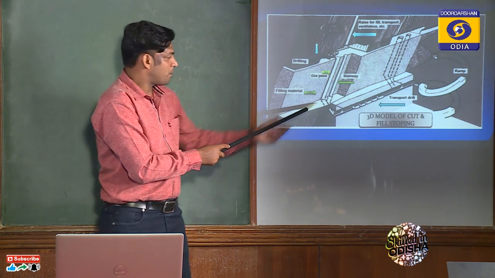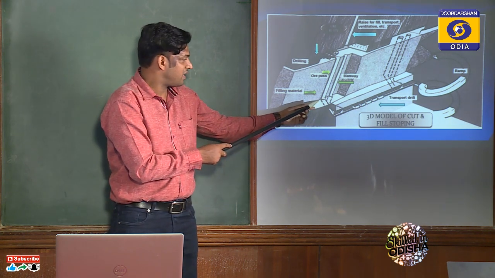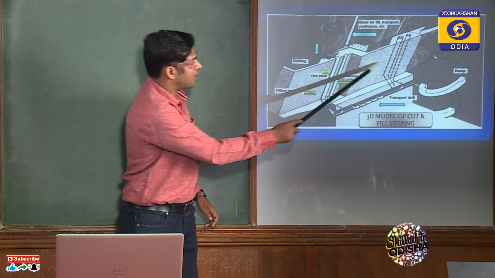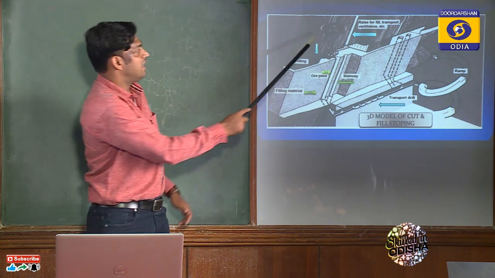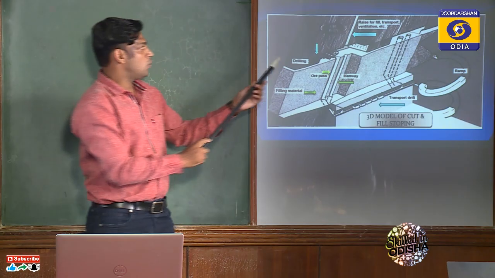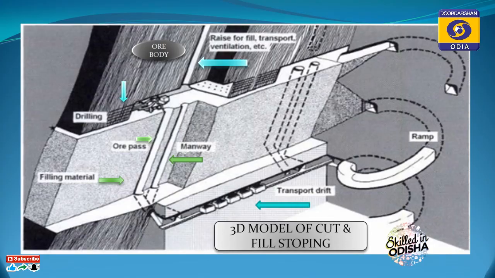From here the backfilling and stoping has started. The extraction of ore has started from here. These are all filling materials. The light gray in color are the filling materials. This is the ore body. This is all the intact ore body, and this ore body needs to be extracted.